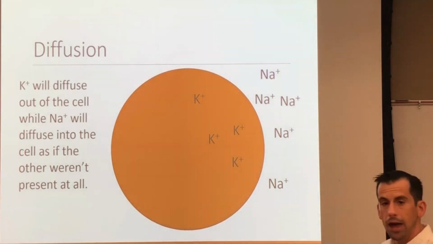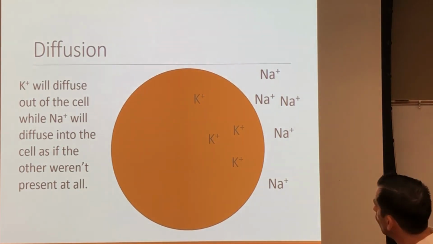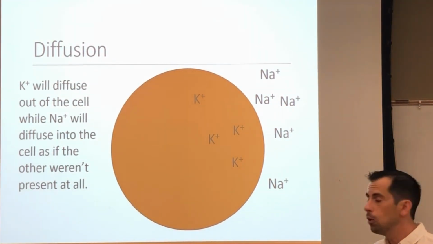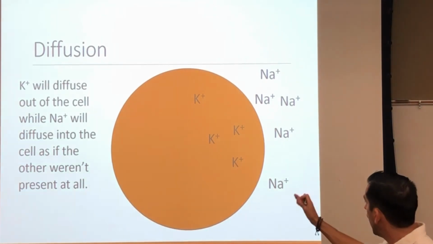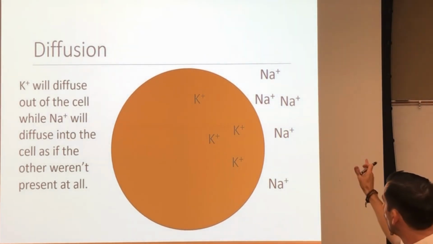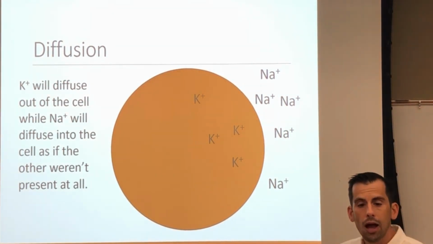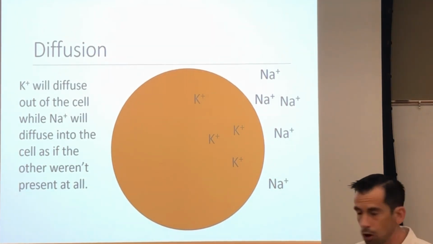So when we look at that, we see potassium high on the inside of the cell, and we see sodium high on the outside. Diffusion stating we'll always get movement of particles from a high concentration to a low. Potassium will diffuse out, sodium will diffuse in. They will do so at the same rate and the same manner as if the other one wasn't present. They don't influence the other.